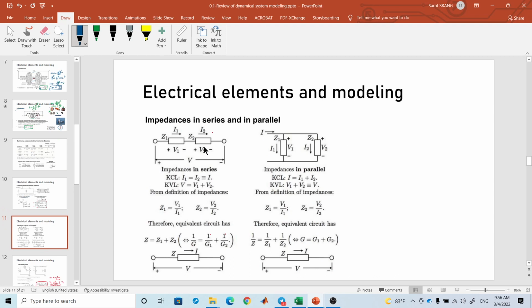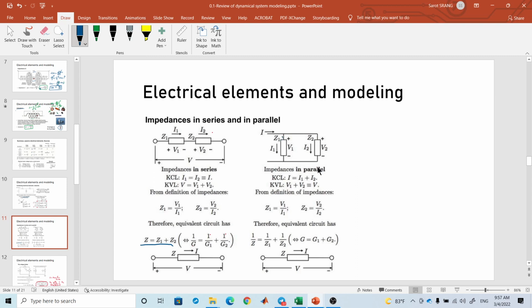Some systems have impedances connected in series, some have impedances connected in parallel. I think this is a high school formulation. When you have a series connection of impedances, then the total is just the sum of all the impedances.